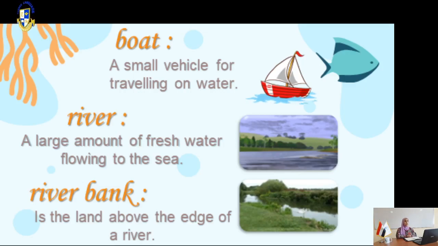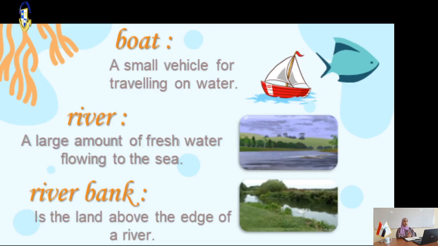Number 2, river. When you look to the picture, you will find it's a large amount of fresh water flowing to the sea. It's not salt water like the sea. It's fresh water, which means that we can drink from it.